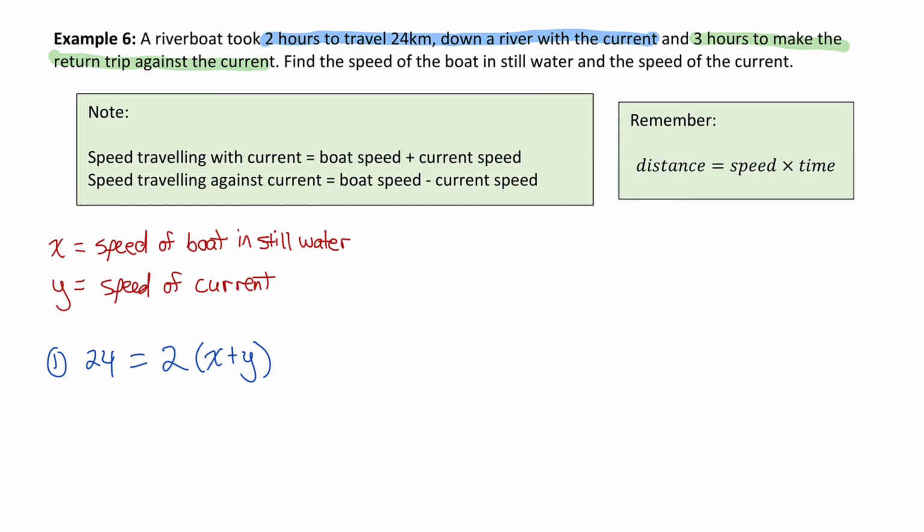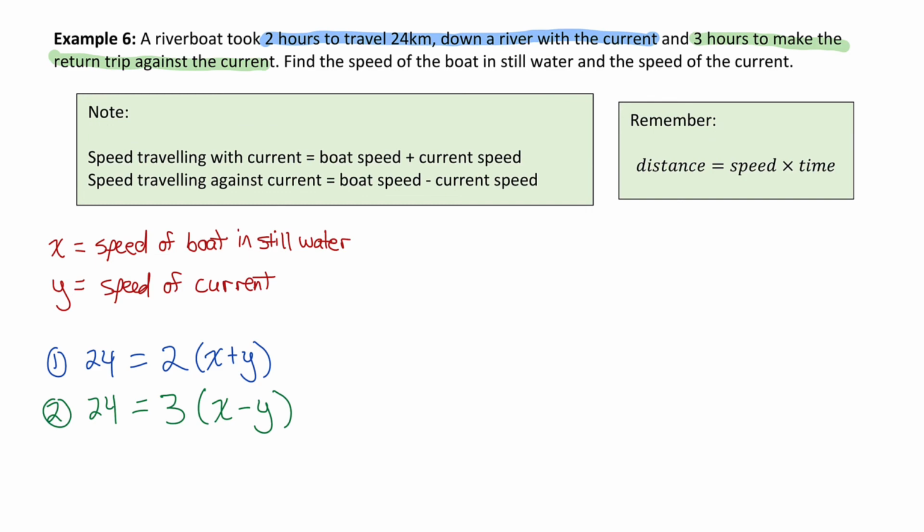But we're traveling the same distance. So in the second equation, the distance is still 24, but it takes 3 hours because the speed of the boat against the current will be the speed of the boat in still water minus the speed of the current. And now with these two equations, we can solve using substitution or elimination. I think I'll do elimination again.